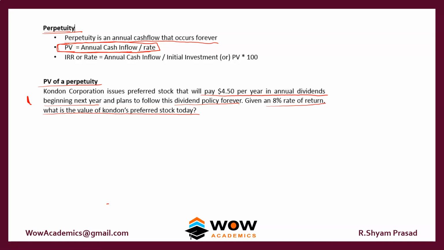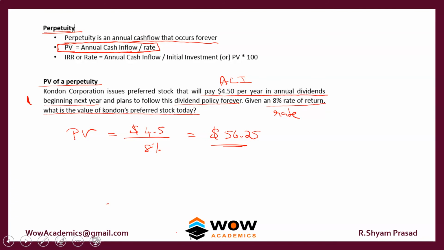So we'll work it out like this. What does this 4.5 refer to? That refers to the annual cash inflow, right? What does this 8% refer to? 8% refers to the rate. And what do we have to find? We have to find the present value. So the present value will be $4.5 divided by 8%. So your answer will be 56.25. That is the present value of the perpetuity.